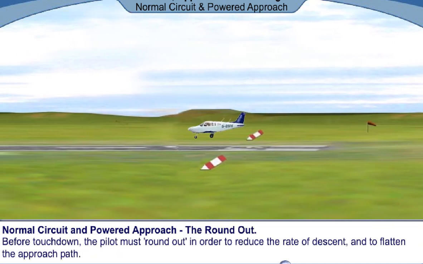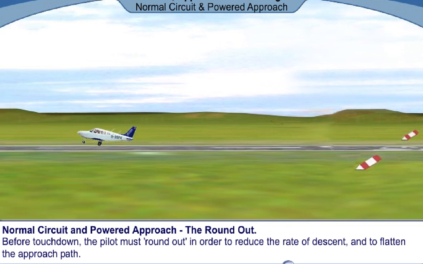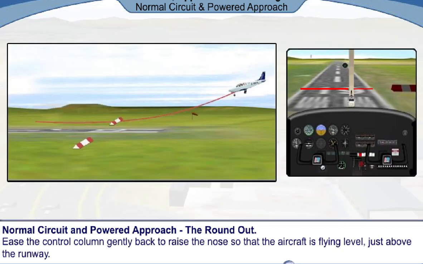On the final approach, the aircraft's rate of descent is too high, and the approach path too steep for landing. We must, therefore, reduce the rate of descent and flatten the approach path by rounding out. Your instructor will teach you how to judge the correct height at which to start the round out. This will be at about 20 to 25 feet above the runway. The round out height has often been described as the height at which the ground seems to expand around you in your peripheral vision, sometimes referred to as the ground rush.